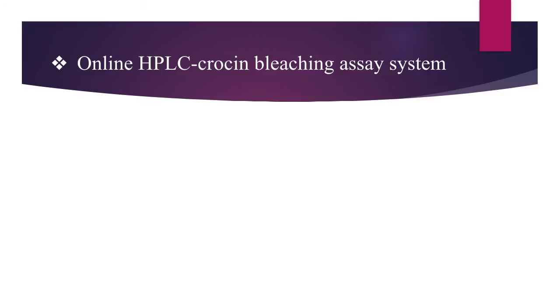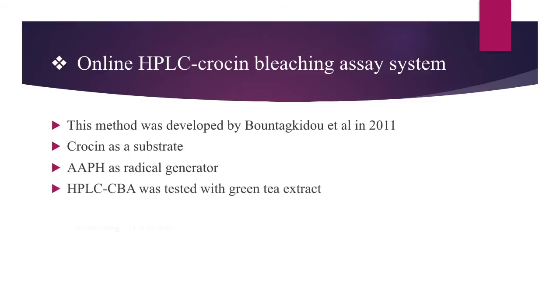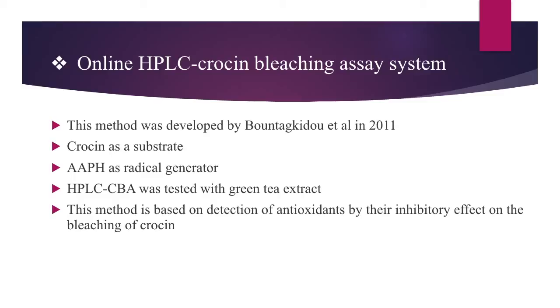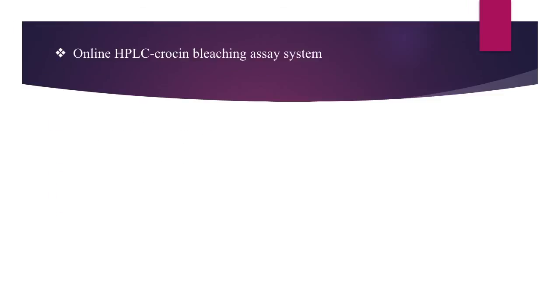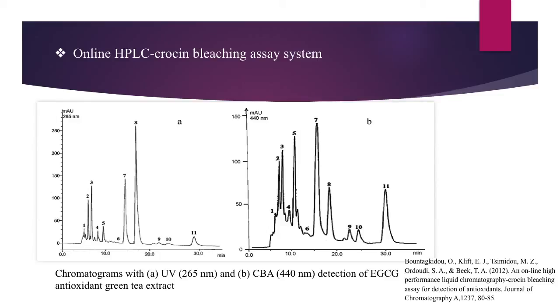Also, an online HPLC crocin bleaching assay system was developed by Bountagkidou in 2011. They used crocin as a substrate and AAPH as radical generator. HPLC CBA was tested for green tea extract, and this method was based on detection of antioxidants by their inhibitory effect on the bleaching of crocin. This assay did a comparative study between two chromatograms, that is the UV chromatogram at 265 nanometers and the CBA chromatogram at 440 nanometers. The main reason for the chromatogram was detection of EGCG, which is epigallocatechin gallate. This forms the major potent antioxidant in green tea.